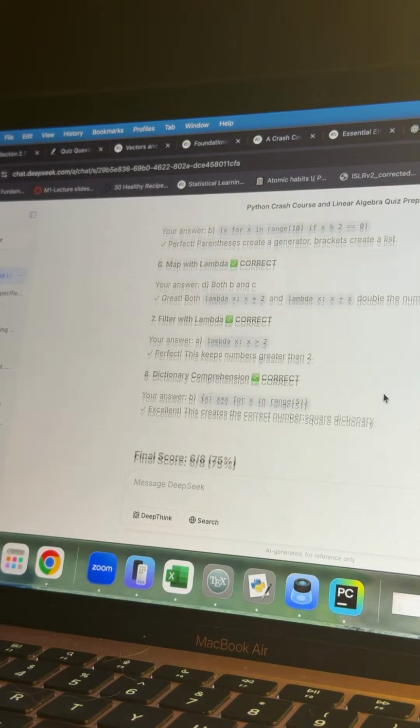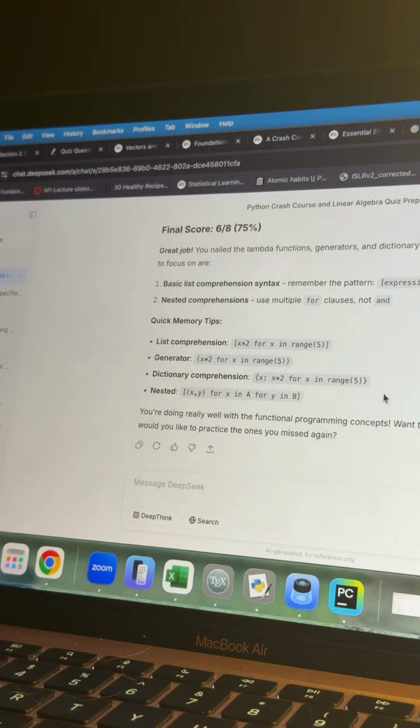The last one that I went over was pretty confusing. It was like a tricky question. But yes, not bad without even studying the material that much.